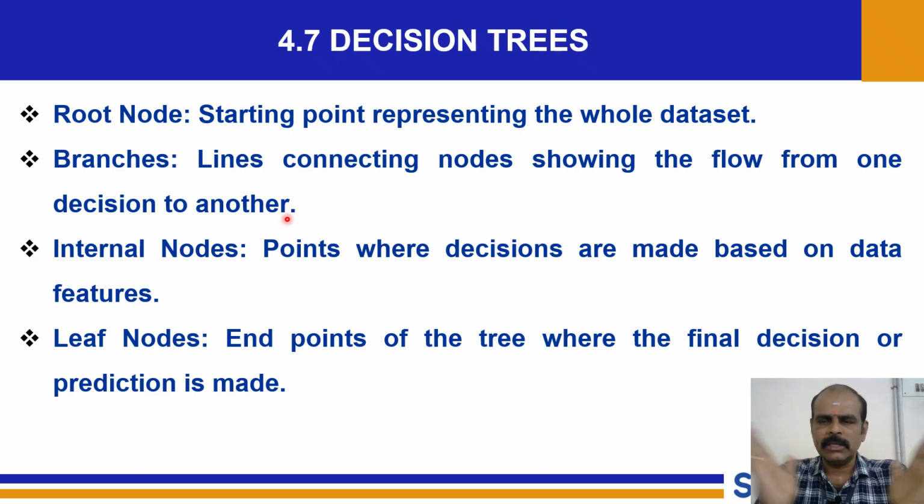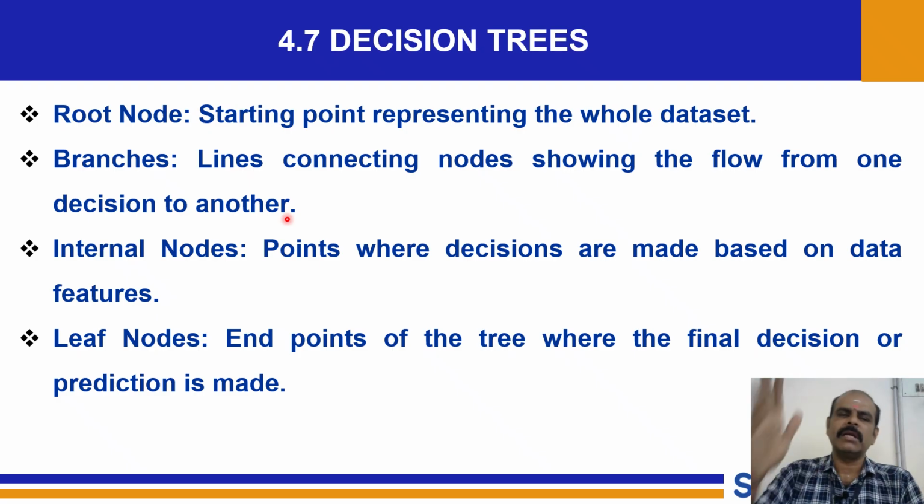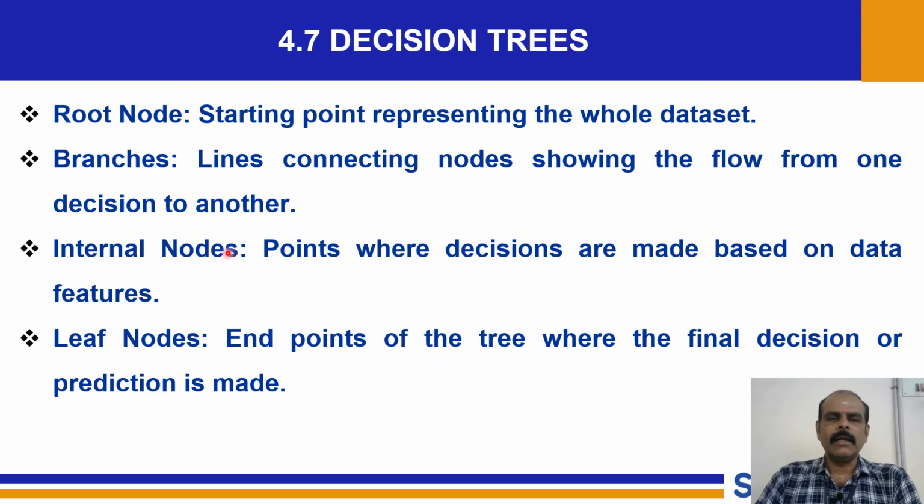Now it is going to branch out because you have two options, so two branches are going to come. The left branch is going to represent the SCARA robot, and the right branch is going to represent the articulated joint robot. That's how the problem initially gets divided. Further, from one branch, sub branches come out. Internal nodes: points where decisions are made based on data features. Based on the data set and the options, it has got bifurcated, and it is going to lead to further nodes.